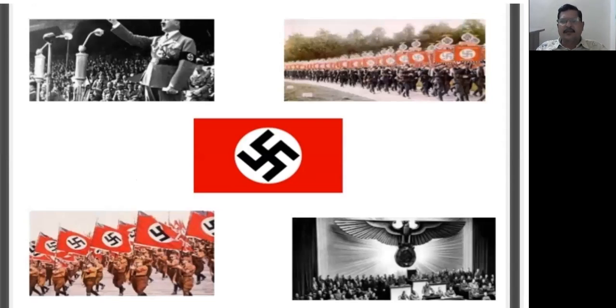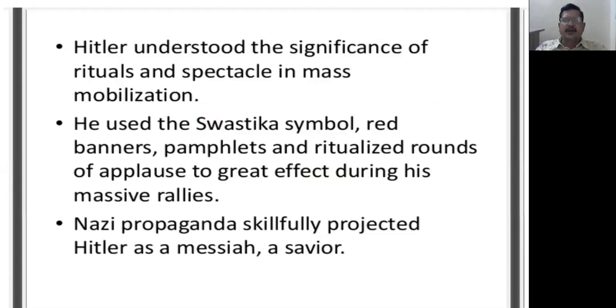See, in this picture you have the symbol of Nazism and his army. Hitler understood the significance of rituals and spectacle in mass mobilization. He understood that if he could gather the people and get their support, only then could he be powerful. He used the swastika symbol, red banners, pamphlets, and ritualized rounds of applause to great effect during his massive rallies.